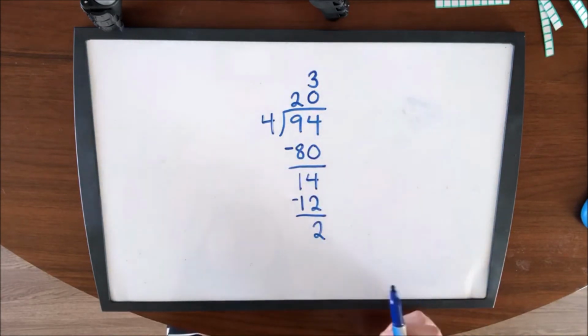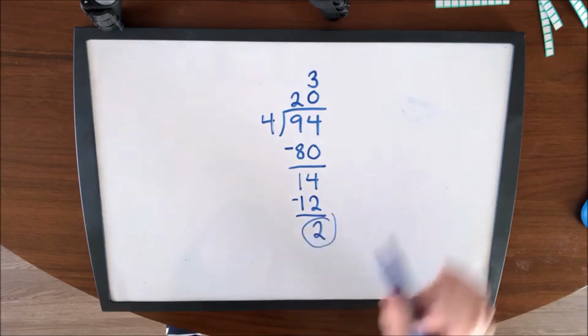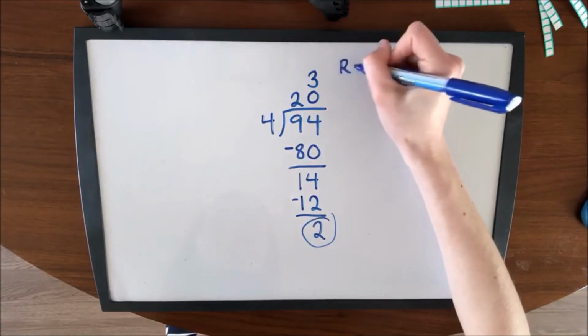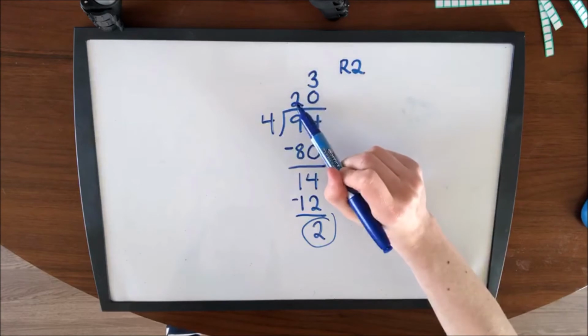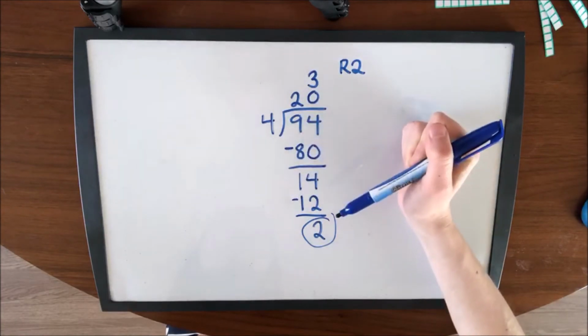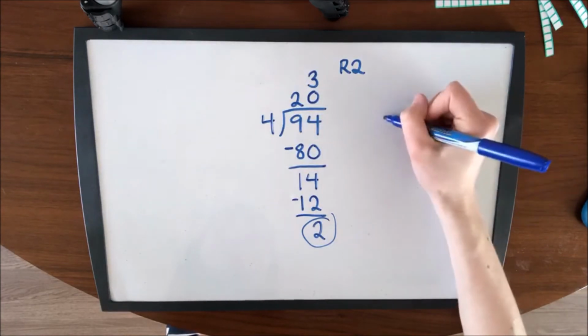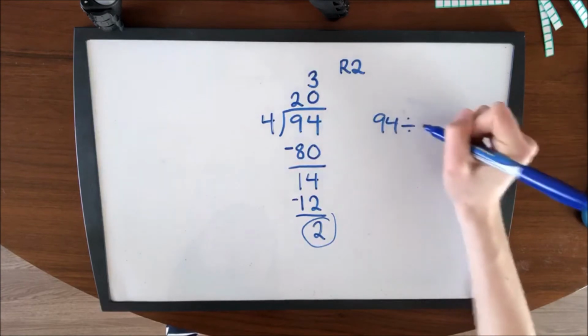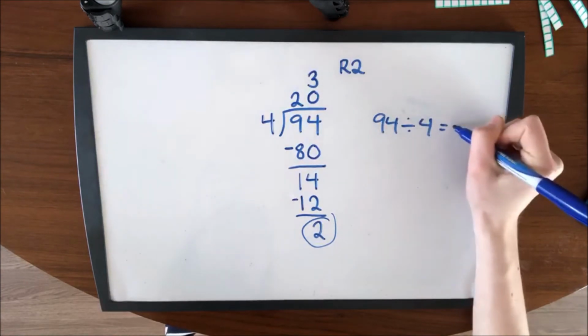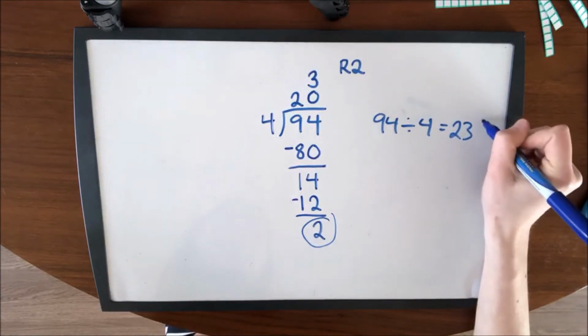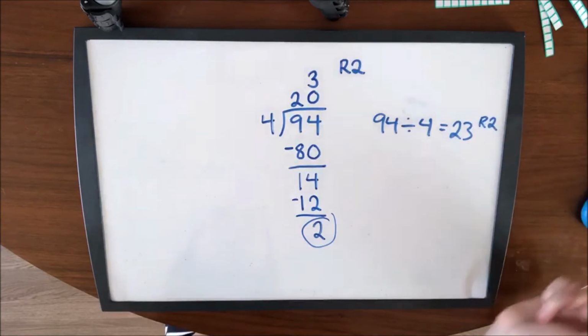2 divided by 4 doesn't work because 4 is bigger than 2. So just like when we used our base 10 blocks, we know that 2 is where we stop, and that is our remainder. Now all I have to do is take this 20 and this 3. I know that 20 plus 3 equals 23. So 94 divided by 4 equals 23, remainder 2.